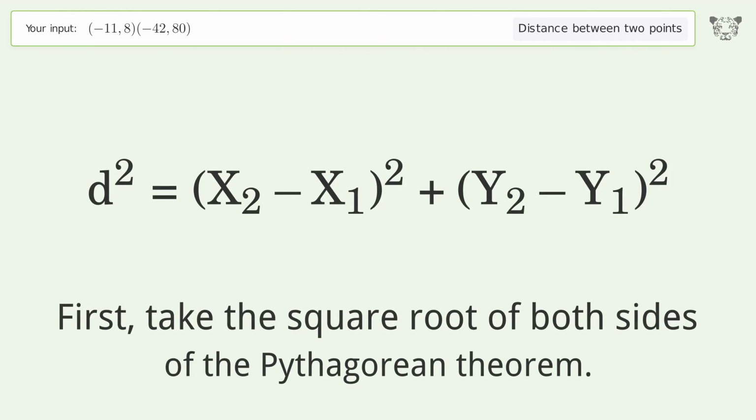x1 equals -11. x2 equals -42. y1 equals 8. y2 equals 80.